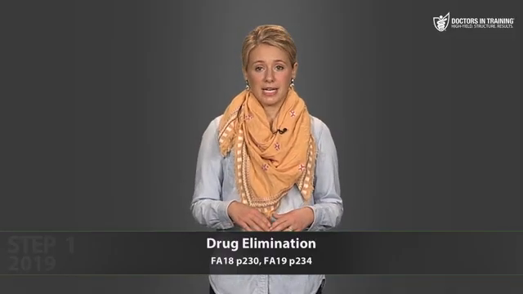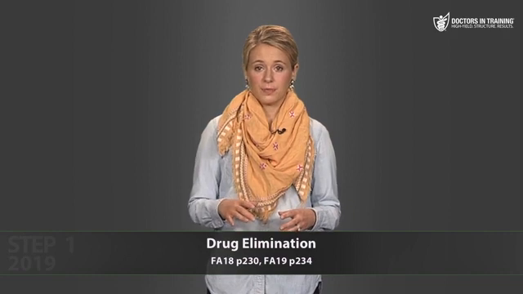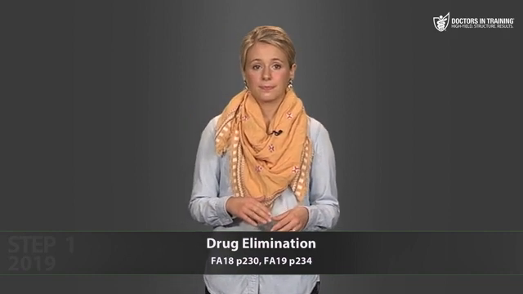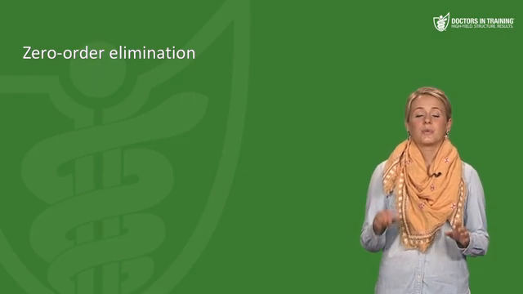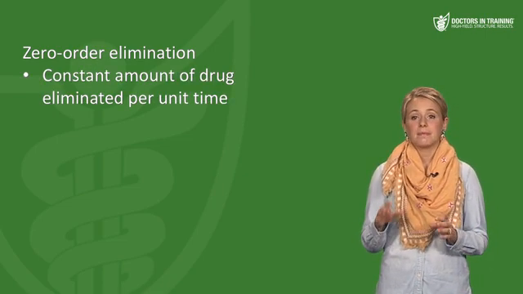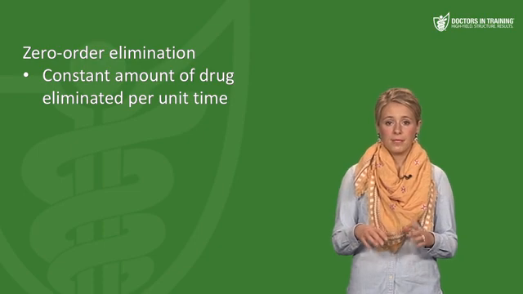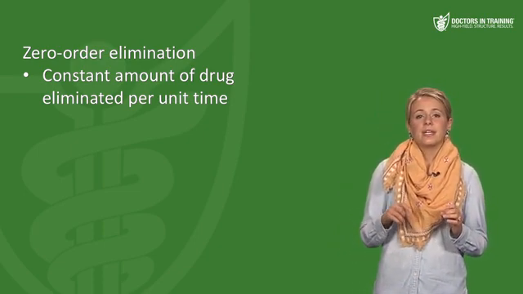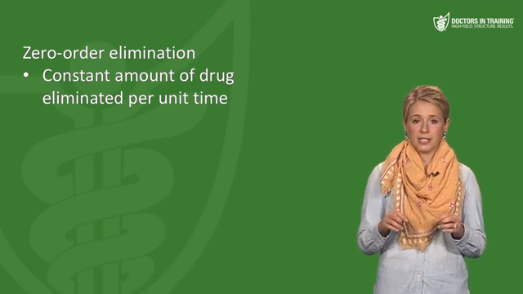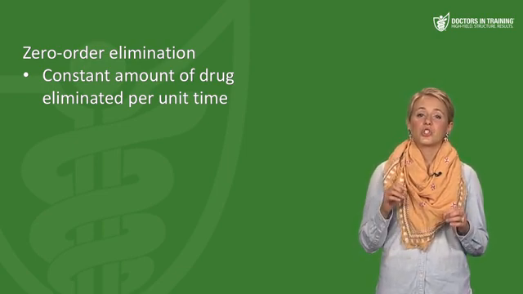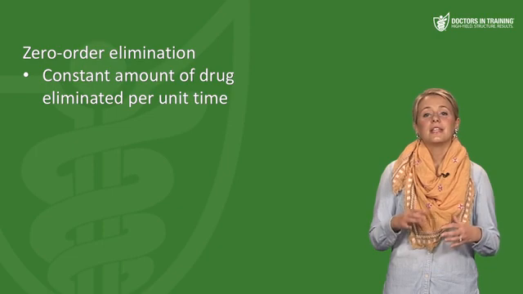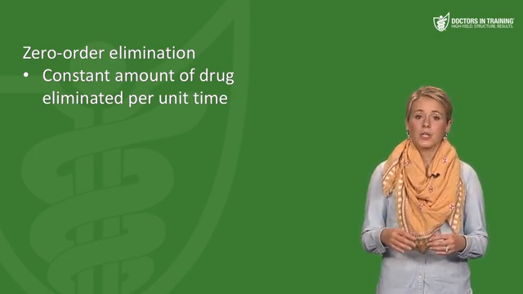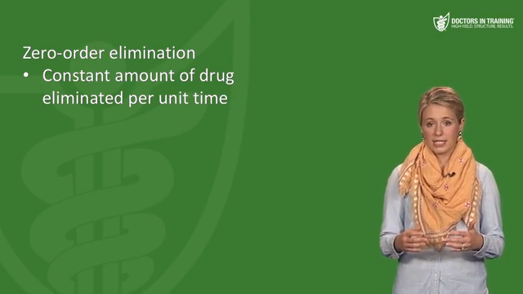There's zero-order elimination and first-order elimination. We touched on this when we talked about the Michaelis-Menten enzyme kinetics. Zero-order elimination is where a constant amount of drug is eliminated per unit of time. Basically, it behaves as though the enzymes are saturated. It doesn't matter how much of the substrate there is. It doesn't matter what the concentration of the substrate is. The enzymes available to eliminate the drug can only work so fast. So it's basically saturation kinetics.